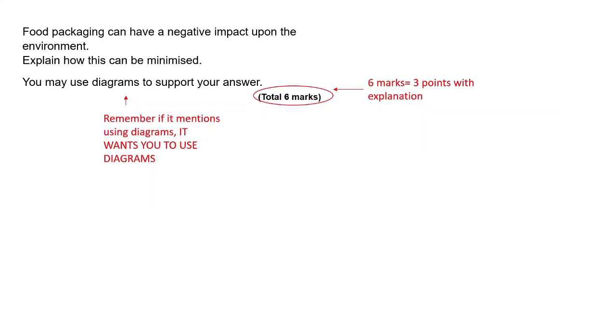So first one, food packaging can have a negative effect on the environment. Explain how this can be minimised. You may use diagrams to support your answer. So 6 marks. So that's 3 points with an explanation. Just remember, if it's saying you can use diagrams, what it's saying is use diagrams. All right. So 6 marks. Pause the video, have a go at answering it, and I'll go through the answers.